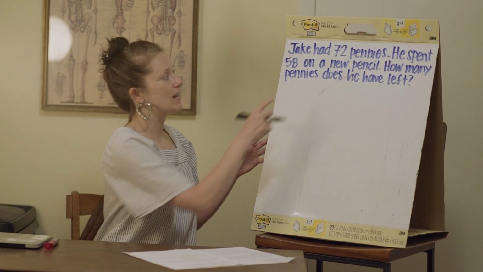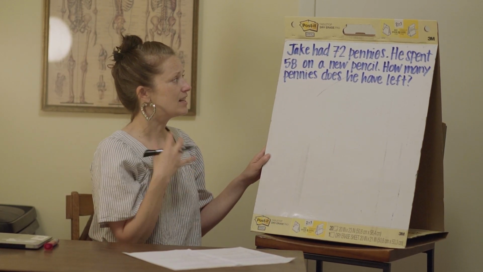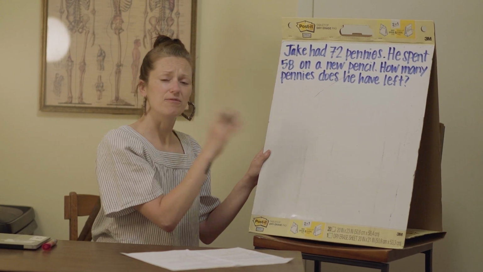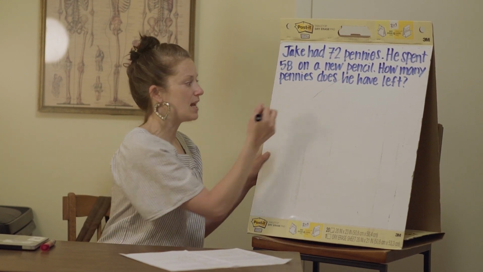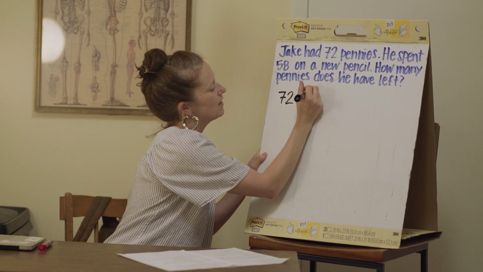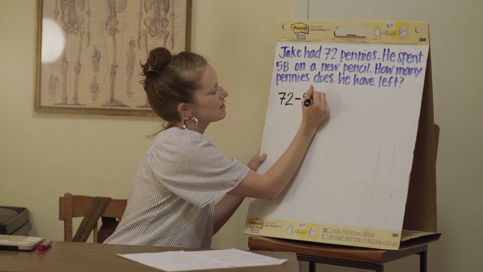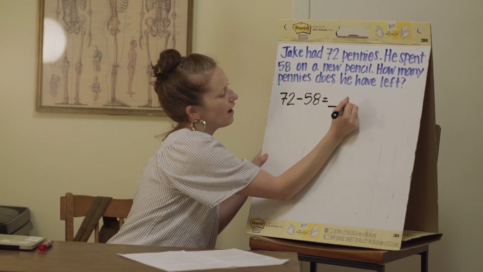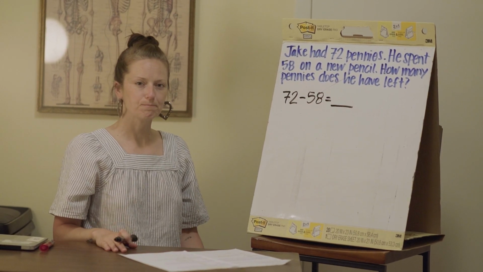So we know that Jake had 72 pennies, right? And then he spent 58, so he took away 58. He started with 72 pennies, and then he spent 58. We're trying to figure out how many he has left, right?